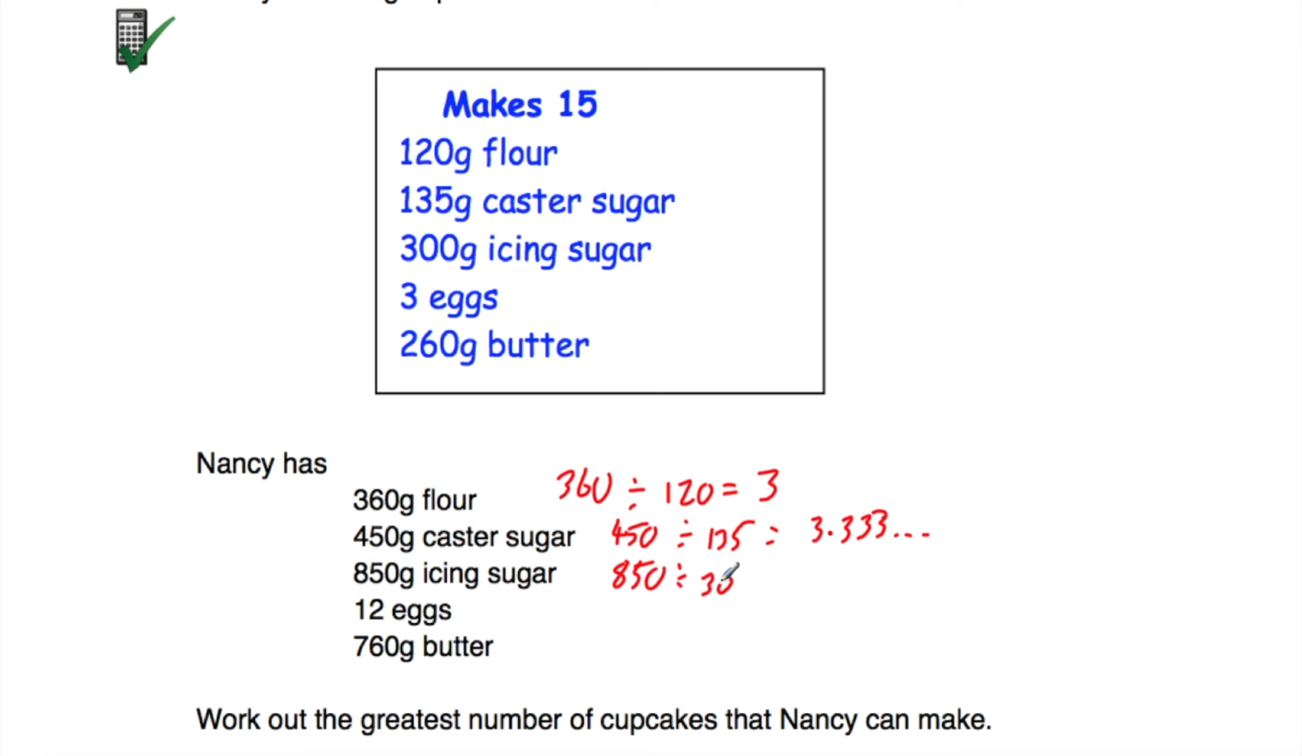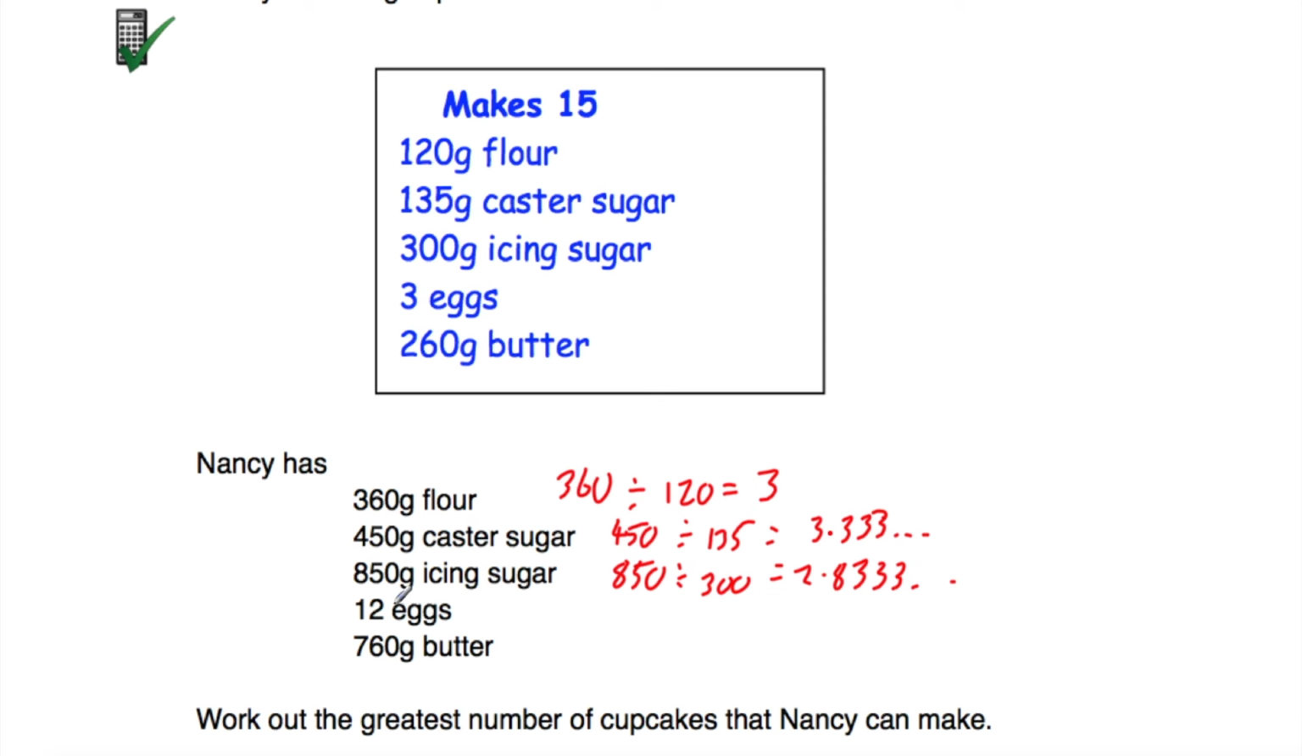And if we divide that by 300, because that's how much she needs for 15, 850 divided by 300 is equal to 2.8333 and so on. So at the minute the icing sugar is the thing that's limiting her, because she's only got 2.8333 and so on times as much icing sugar as she needs for the recipe. So that means that's the thing limiting her at the minute.